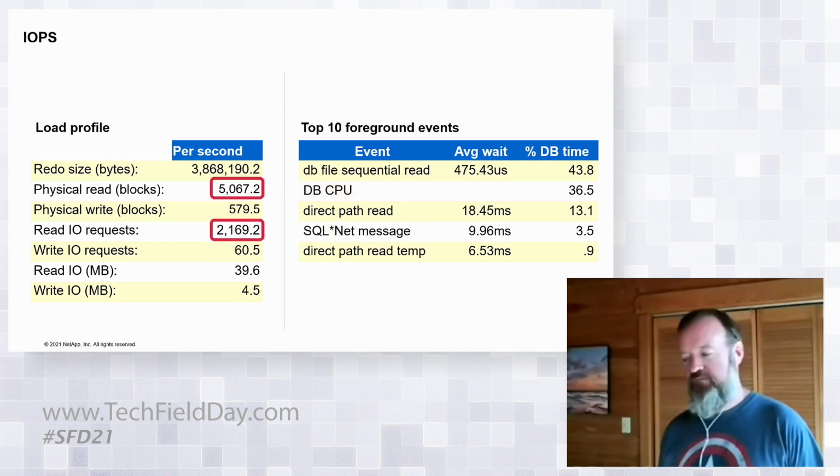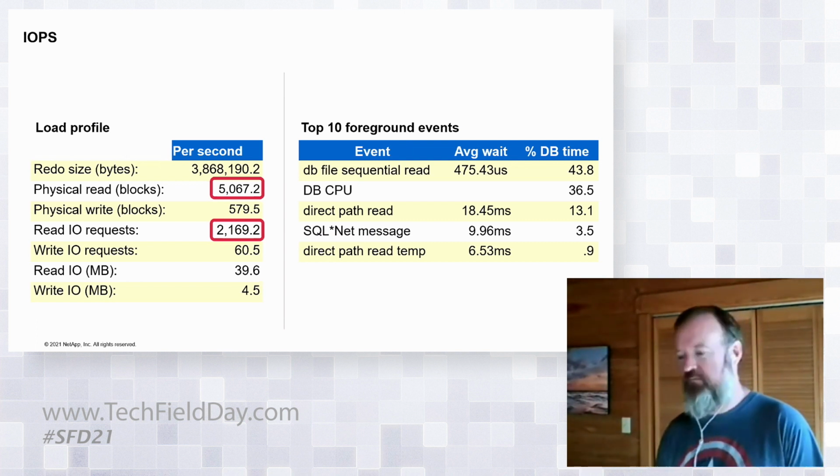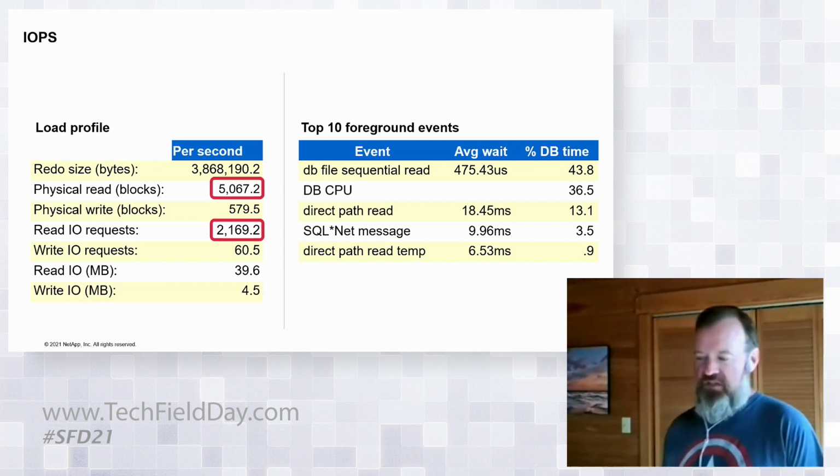In contrast, here's a light example. If we're reading around 5,000 blocks and around 2,000 actual read requests, that's a lot of random IO. There's some sequential IO in there, but the blocks that we're reading and the IOPS we're reading are closer to each other. So this is a small number. I would call this 5,000 IOPS.